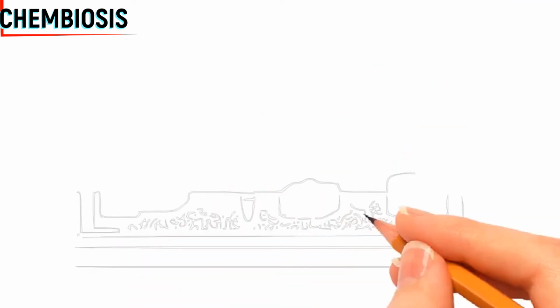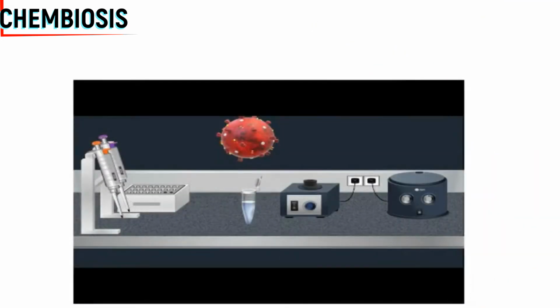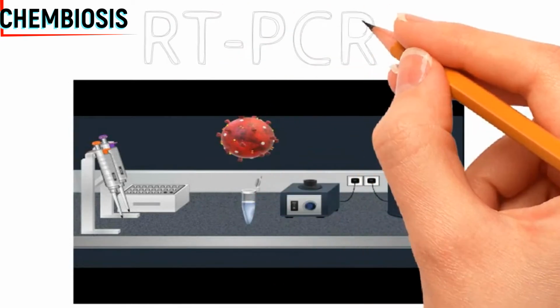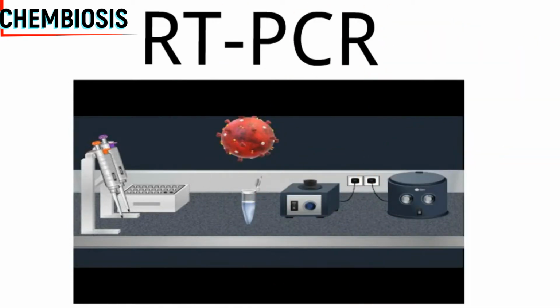This RT-PCR test is the most reliable one among the three tests to detect the coronavirus. So how this RT-PCR test is performed, what information can be obtained from this test, and what the advantages as well as disadvantages are, all these aspects will be covered in this video. So friends, this is going to be a very informative as well as interesting video. So don't skip this video and watch till the end.